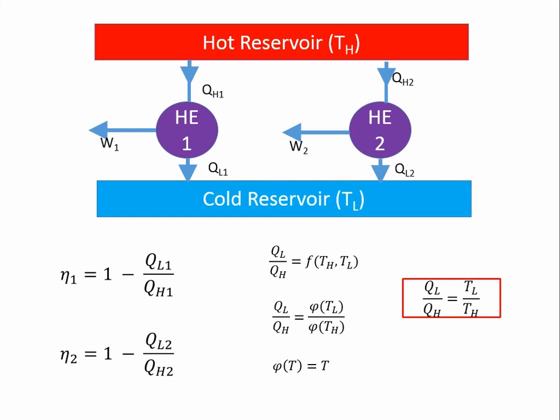This is valid only for reversible heat engines. Therefore, if you have a reversible heat engine or Carnot heat engine, you can easily replace the ratio QL over QH by TL over TH. With this knowledge, let's try to investigate the performance of the Carnot cycle.